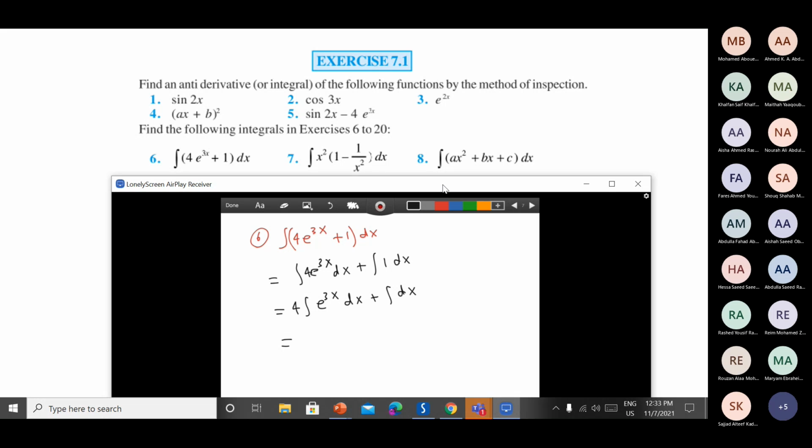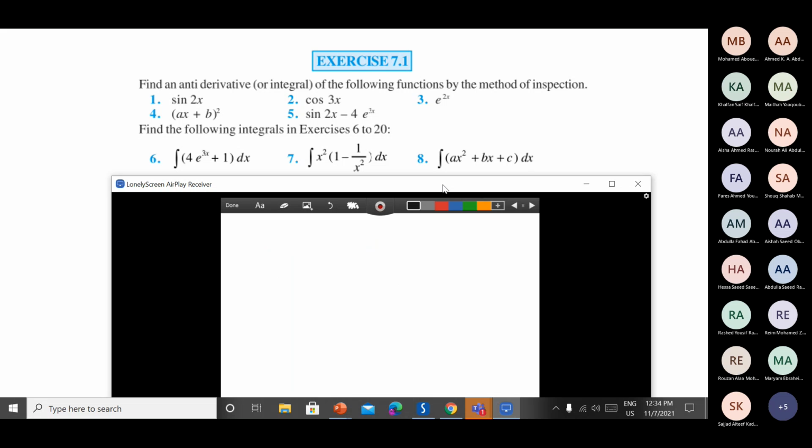Okay. Now, what is the integration of e exponential function? It is the same as the exponential function, and I have to divide it by the derivative of the power. What is the derivative of 3x? 3 plus. What is the integration of 1 dx? 1 is x to the power 0 if you like. So you can add 1 to the power and divide it by the new one. Okay. So this is 4 over 3 e to the 3x plus x plus c. This is how to integrate this one, right?